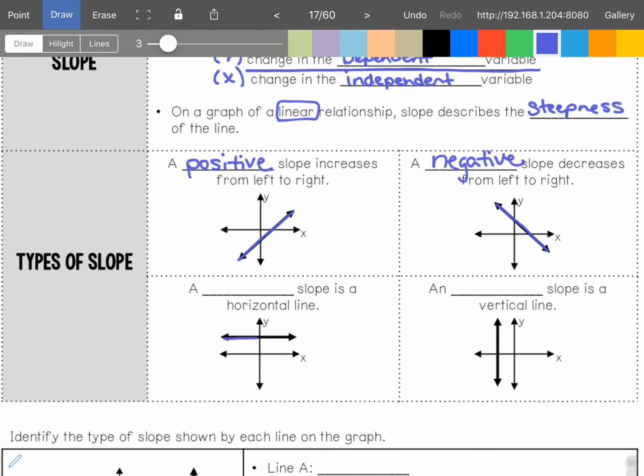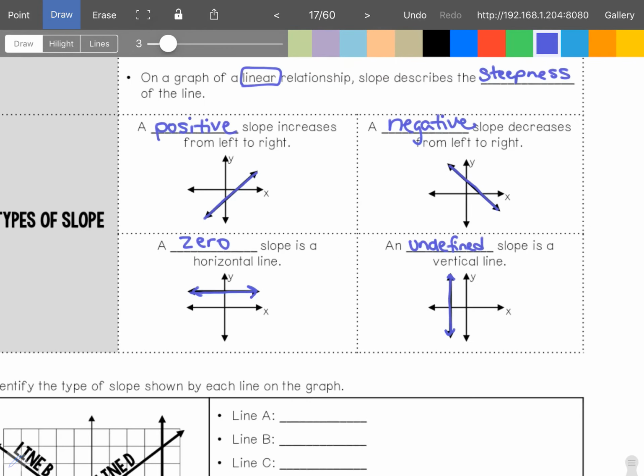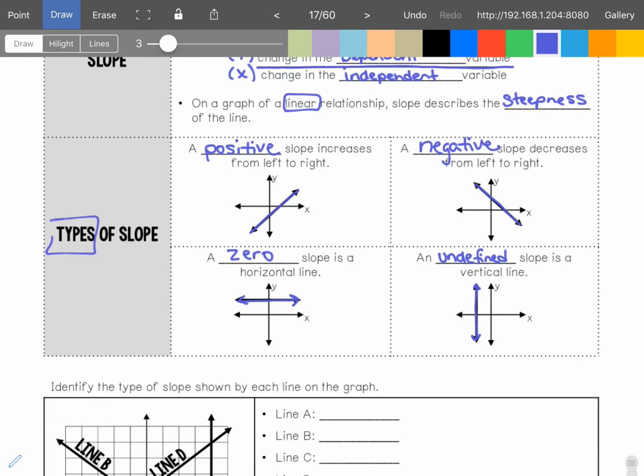Anytime our line is horizontal like this, that is a zero slope. That means the slope is just zero. It's not going to be a positive number. It's not going to be a negative number. It's just zero. And then when we have a vertical line like this, that is said to be an undefined slope. Okay, so these are the 4 types of slope.